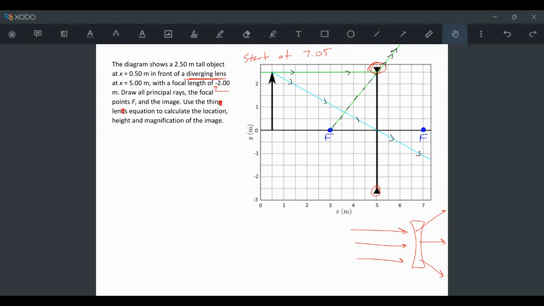And to be honest, we can figure out exactly where the image is and how big it is from two rays only. You can see where this virtual one that we drew back and this one over here intersect.